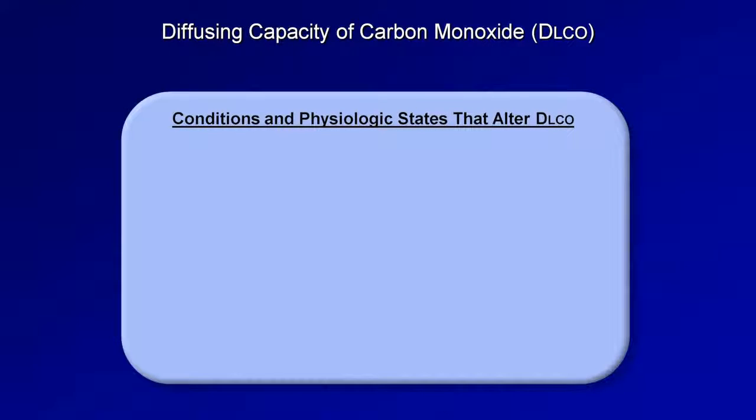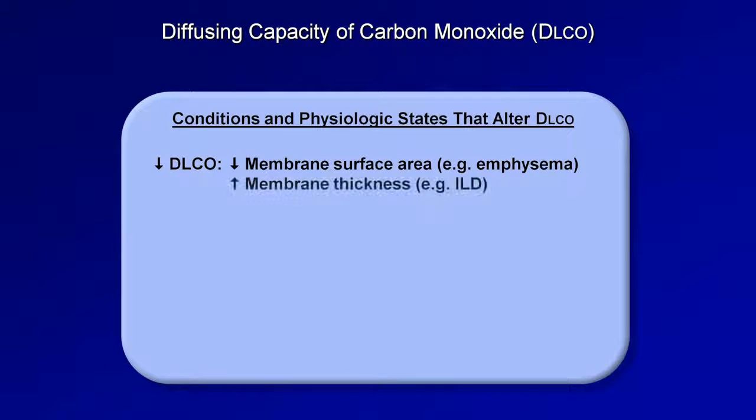There are many pathologic conditions and physiologic states that can alter the DLCO. Those that decrease it include, as I just mentioned, anything that decreases surface area, such as emphysema, or anything that increases membrane thickness, such as interstitial lung disease. It also includes pulmonary hypertension of any cause. It includes anemia, since a decreased carrying capacity of carbon monoxide will necessarily result in a smaller partial pressure gradient driving the diffusion.